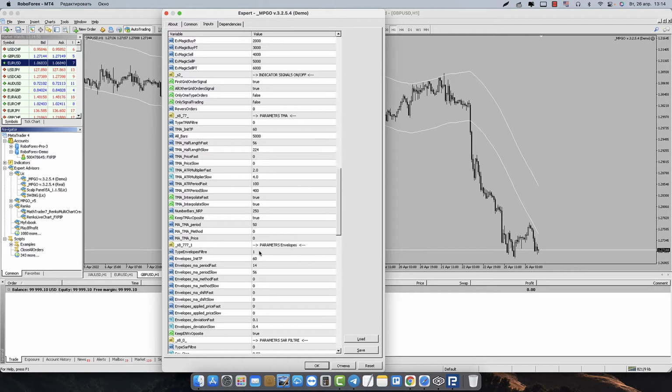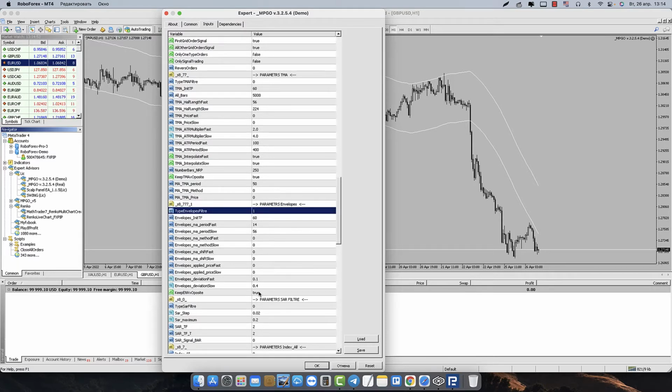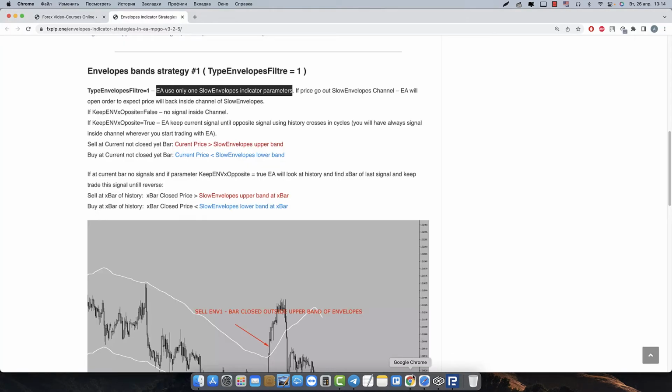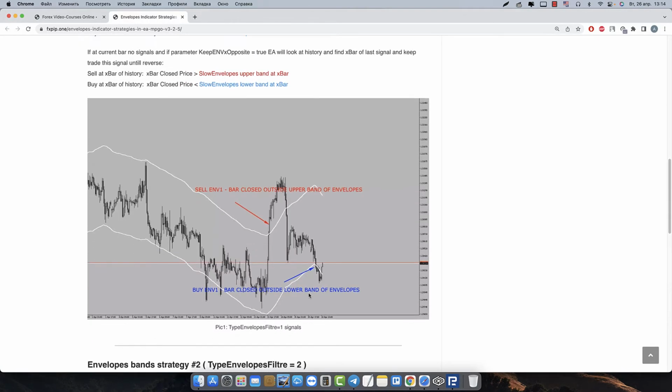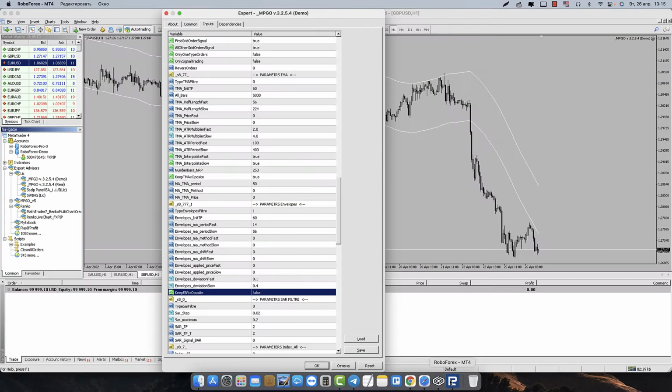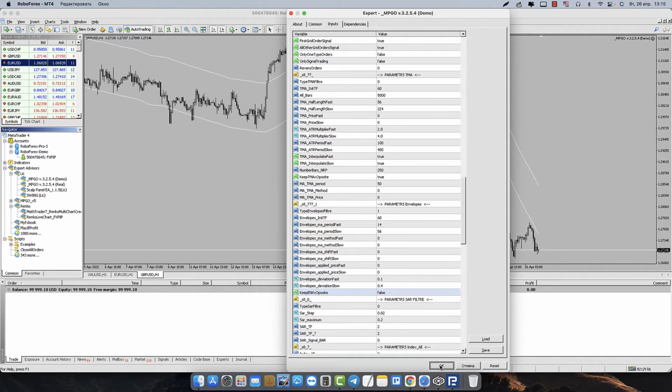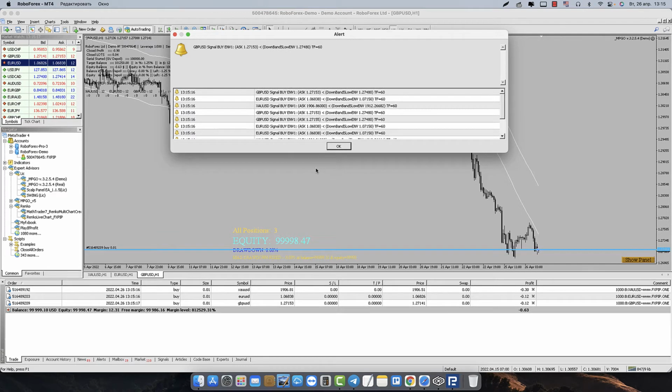And I check the envelopes again, and I don't need keep envelope opposite. The robot only trades once it sees that the current price is above or below the envelope bands. Signals only occur outside the channel. If the price is inside the channel, the robot will not trade. So let's take a look at what signals the robot gives us. Basically the robot gives us 3 buy signals.